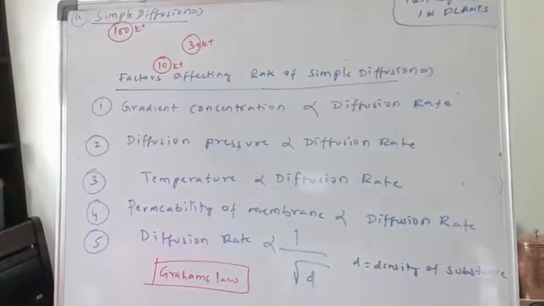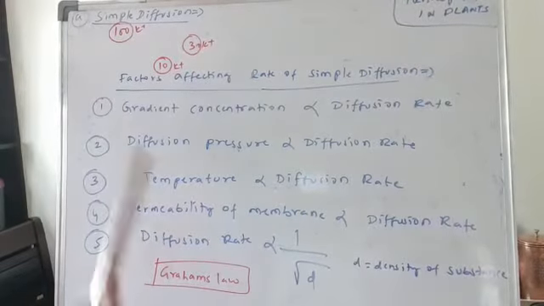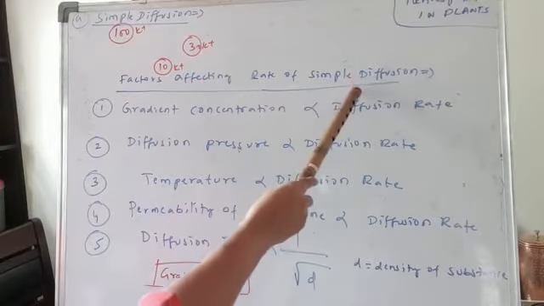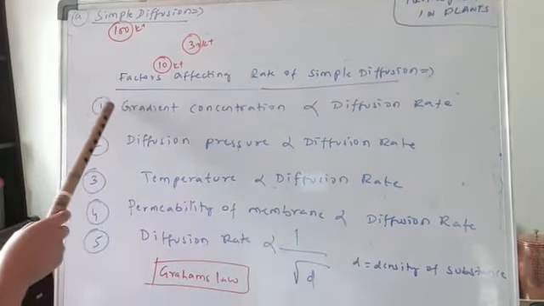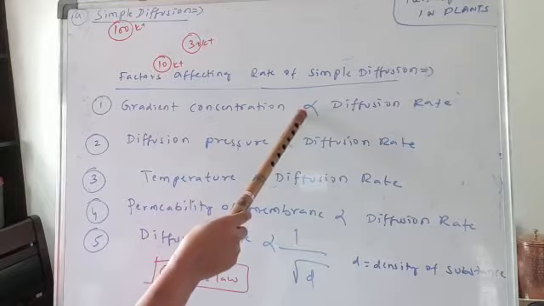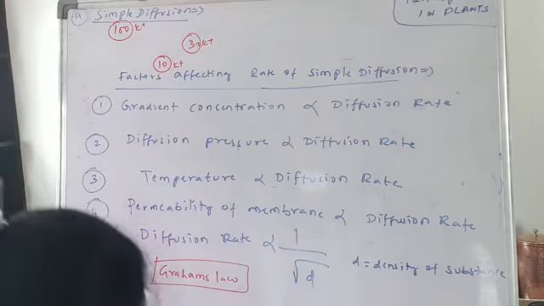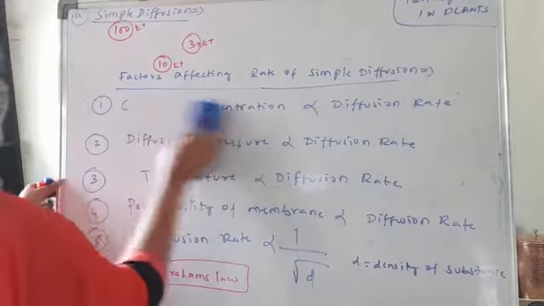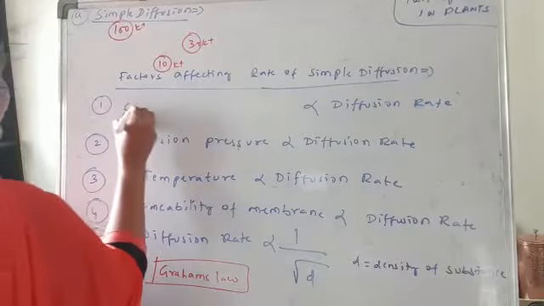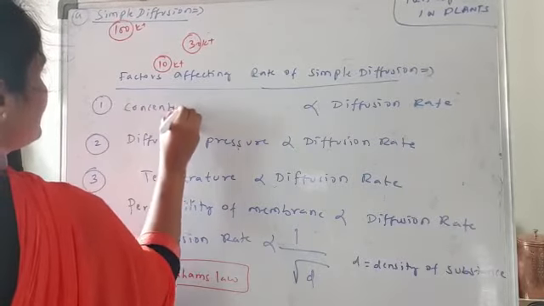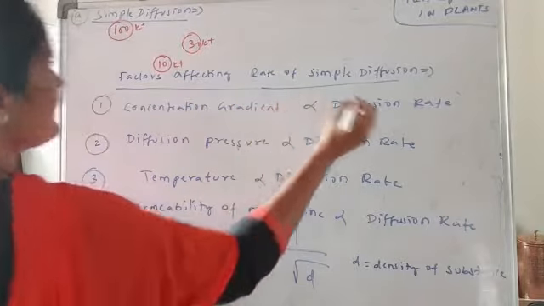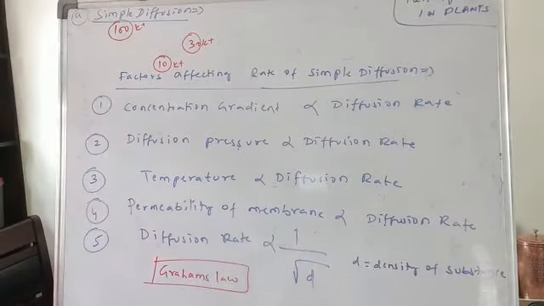In this class, we will discuss the factors affecting the rate or the speed of simple diffusion. The first one is that the concentration gradient is directly proportional to the diffusion rate. Now what does it mean?